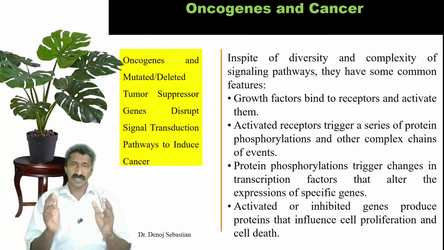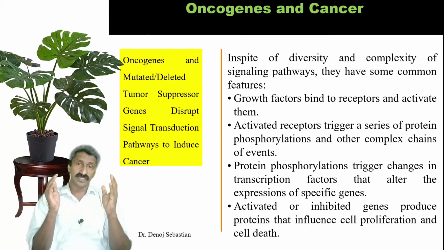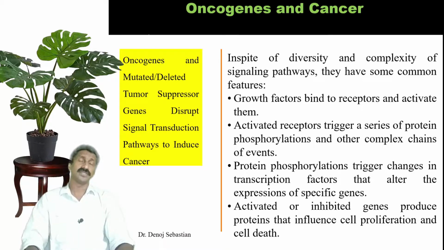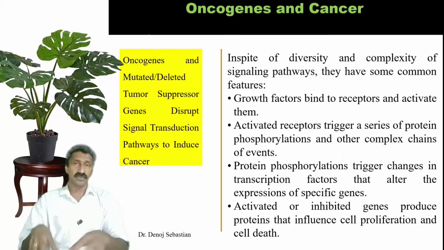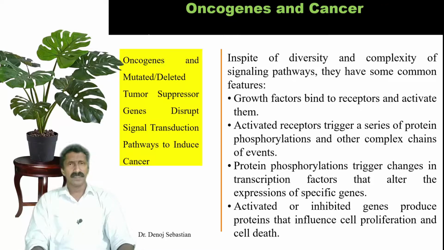Oncogenes and mutated or deleted tumor suppressor genes disrupt signal transduction pathways to induce cancer. So that's another chance where such mutated or deleted tumor suppressor genes may disrupt the signal transduction pathway and induce cancer. In spite of the diversity and complexity of the signaling pathways, they have some common features.